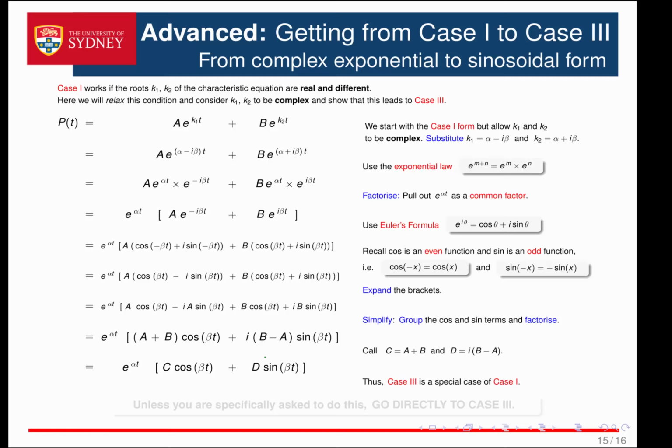Thus we have shown that case 3 is a special case of case 1, where we relax the condition that the roots of the characteristic equation must be real and allow the roots to be complex. So because case 3 is just a special instance of case 1, we could use just the two distinct cases 1 and 2 and still get all possible solutions. But because transforming from case 1 to case 3 is a lot of work, it is much easier to go straight to case 3. In fact, if you are ever given a problem where the roots are fully complex, go straight to case 3, just like in the examples considered in this module, unless you're specifically asked to derive case 3 from case 1, as we have here.